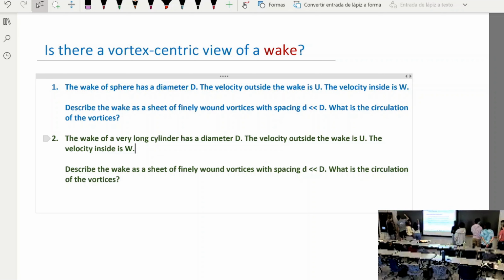You know, like what the wake is like, right? So in the wake region, the velocity is W, but outside should still be U, right? Yeah, so we have flow, let's say, going in that direction. Can you visualize what the wake looks like? Basically inside the wake, the velocity is slower, but outside it is still the same as far away, right?